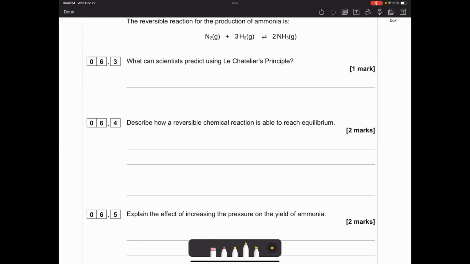The reversible reaction for the production of ammonia is given below. What can scientists predict using Le Chatelier's principle? Well, it's all about the equilibrium, or the position of the equilibrium. We can predict, is the forward or the reverse reaction going to increase and be at a faster rate? And that is saying the position of the equilibrium. So we can show the effect of changes on the equilibrium of reversible reactions.